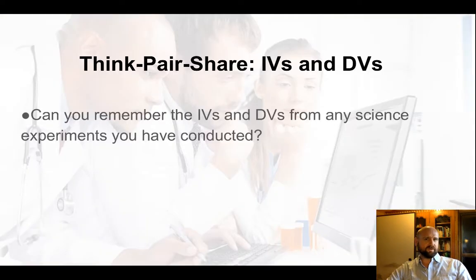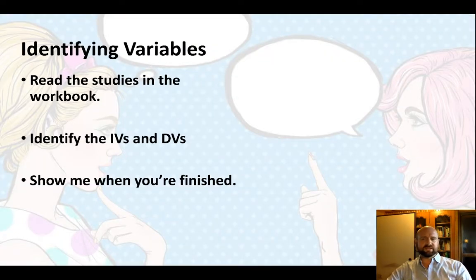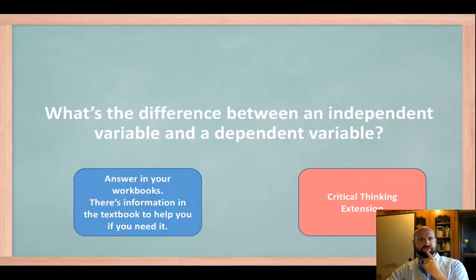Right, and so maybe tap into some prior knowledge. I'm sure they've conducted experiments in science before, so get them to think about whether they remember what any of their IVs and DVs were from those. Now, in the workbook, there's a list of studies, and they have to identify what the independent and dependent variable is, and then they show you when they're finished. Hopefully after doing that, they should be able to answer this question. If they can't, there's a bit more information in the textbook. But you see a really simple introduction to independent and dependent variables.